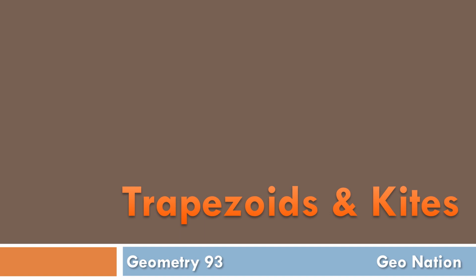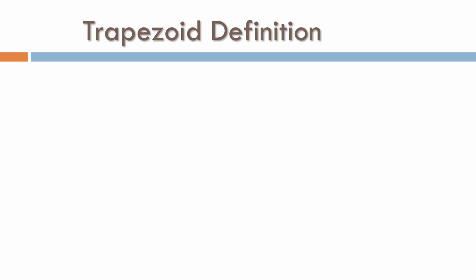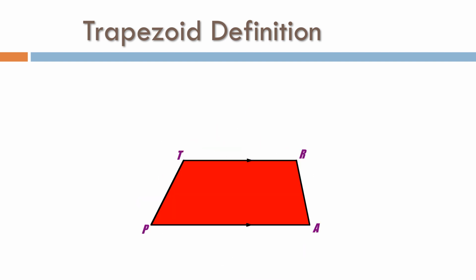Okay, here we go. Trapezoids and kites. We'll start with probably the easier one, which would be trapezoids. I said that there are 3 more, but there's only 2 in the title because we have a special type of trapezoid that we'll get to eventually. So, here's a trapezoid. What is it?